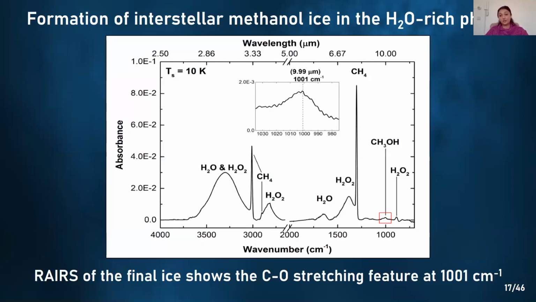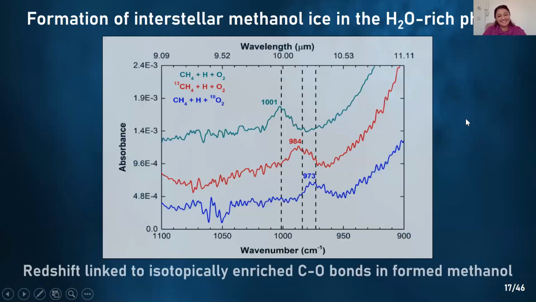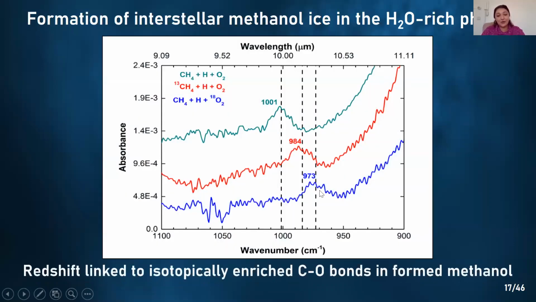So I did a number of control experiments to confirm that I did form methanol. This is the IR spectrum of the final ice, and you can see the CO stretching mode of methanol at 1001 wave numbers. To confirm that that little bump is a CO stretching mode, I looked at the isotopic shift using 13C and 18O, so you can see the corresponding redshift in the infrared data.